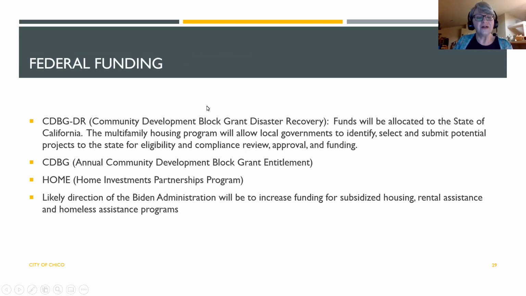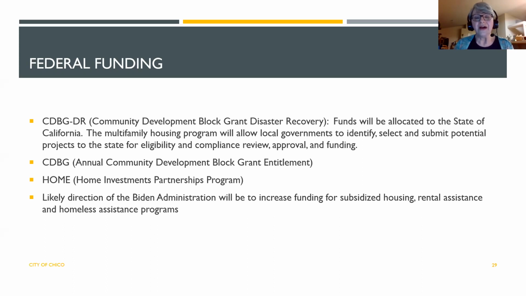So now we're going to talk a little bit about federal, state, and local funding in terms of resources that might be made available to the city and or the city's development partners as they pursue the housing program that's ultimately established in the housing element. So first of all, I want to talk about CDBG-DR. This stands for Community Development Block Grant Disaster Recovery. These are funds that are being allocated to the state of California by the Federal Department of Housing and Urban Development.